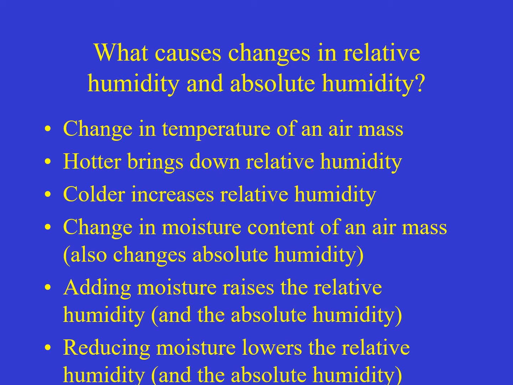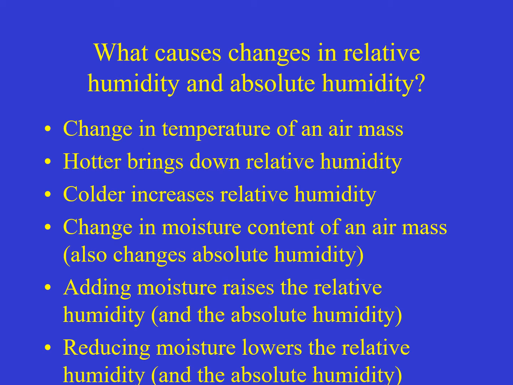So if you add moisture content to an air mass as it moves across a large body of water, like one of the Great Lakes, that's adding moisture content that will change both the relative humidity but also the absolute humidity. So adding moisture will raise the relative humidity and also raise the absolute humidity, while reducing moisture will lower the relative humidity and will also lower the absolute humidity. And we gave an example of how you might add moisture to an air mass if the air mass moves across a large body of water.